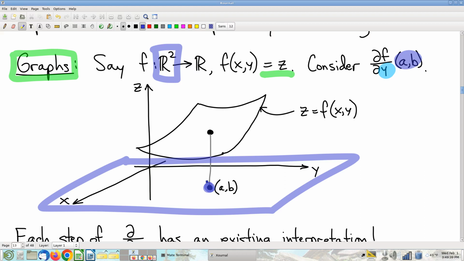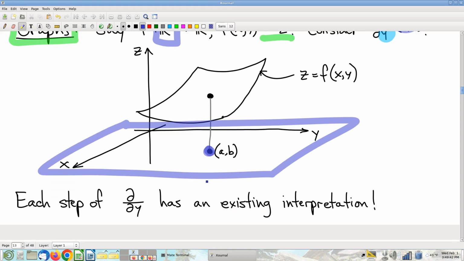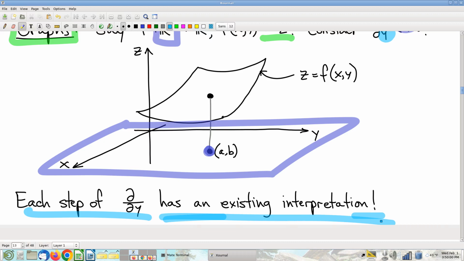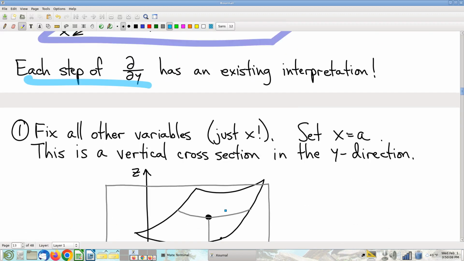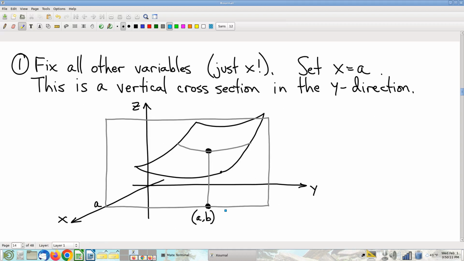Okay. Well, here's the good news. The process of computing a partial derivative, remember, has 2 steps. First, set all the other variables constant. Second, take a single variable derivative. Both of those steps have existing geometric interpretations. So I don't have to reinvent the wheel. I just have to put the puzzle pieces together from what we already know. So let's walk through that and see how it works out. So step one, keep in mind we're taking a y partial. Set all the other variables equal to constants. There is only one other variable, it's x. So we're going to set x equal to a constant.